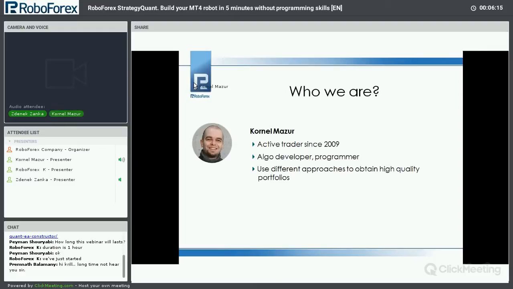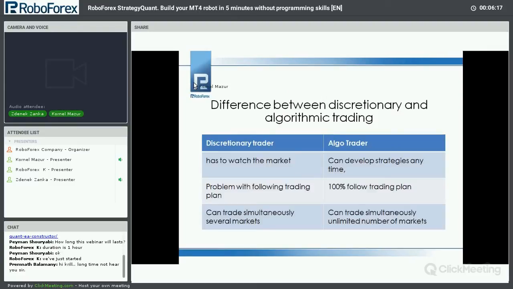So now we will start, and the first topic which I want to discuss is the difference between discretionary and algorithmic trading. There are many discretionary traders here, and maybe some algo traders, and that's great, because all of you through this webinar will be able to be algo traders. But what's the main difference?